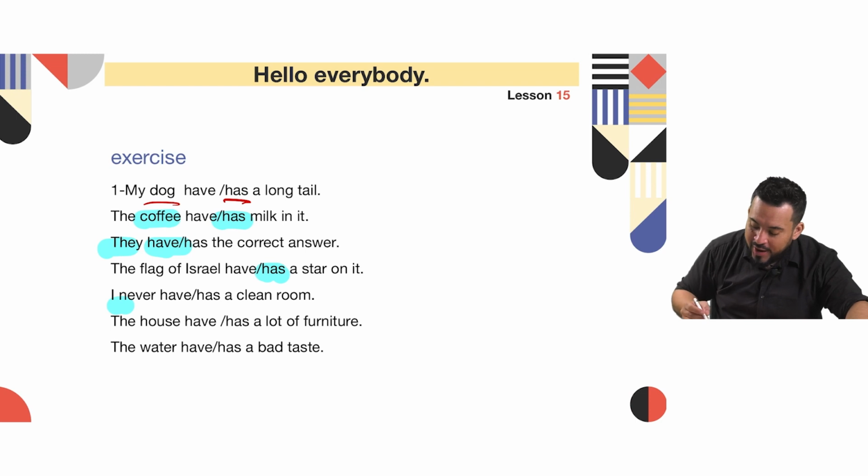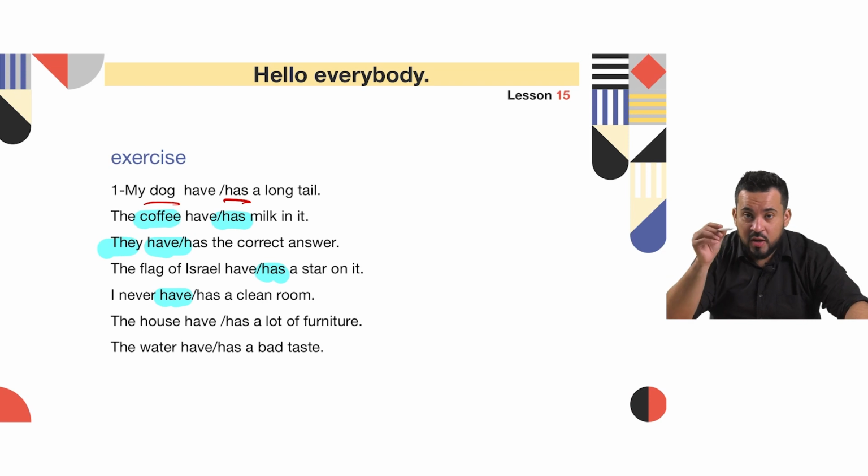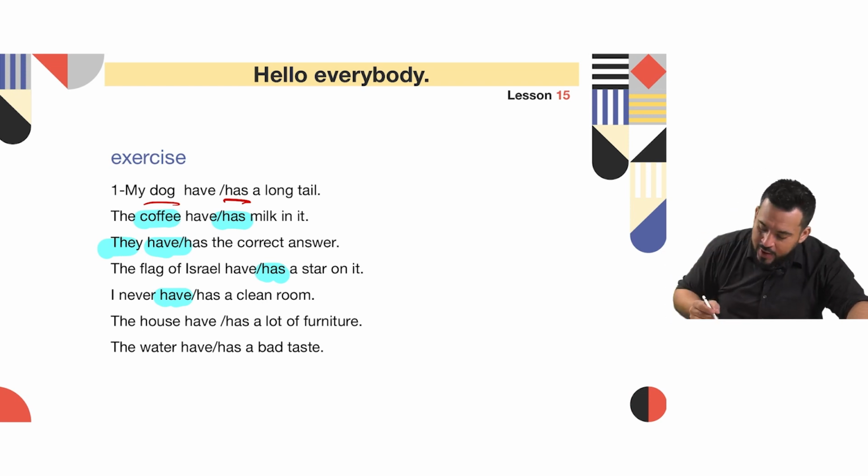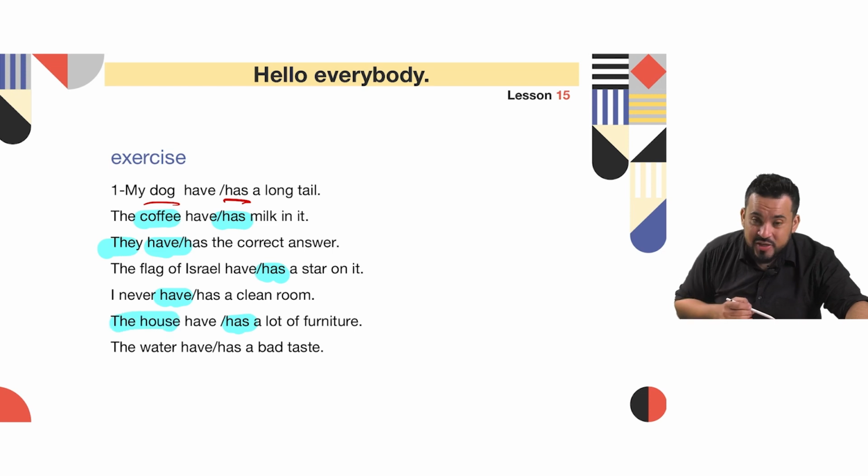I never have or I never has a clean room? The answer is, yeah, of course, it is have, because we use have with I, you, we, or they. I never have a clean room. The house have or has a lot of furniture? The house has a lot of furniture because it's one house. The water have or the water has a bad taste? The water has, because water is uncountable, so it's treated like single.